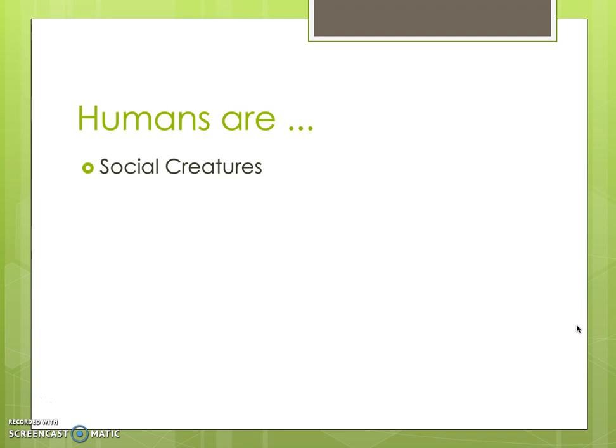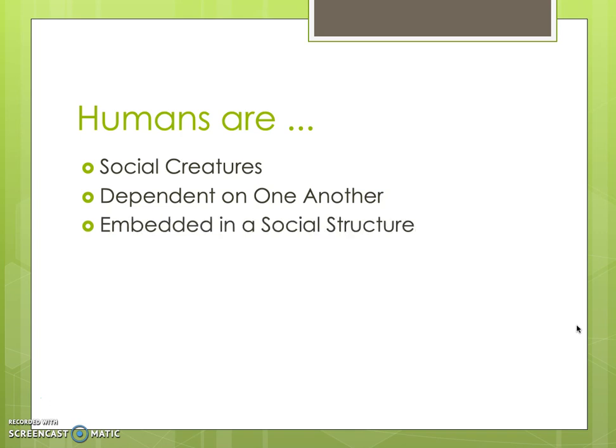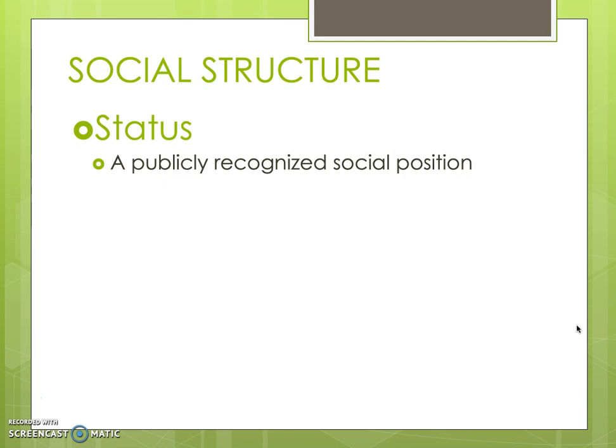So let's begin with some basic premises. First of all, humans are social creatures. They are dependent on one another, and they are embedded in a social structure because of these two premises. So let's look at what a social structure is.